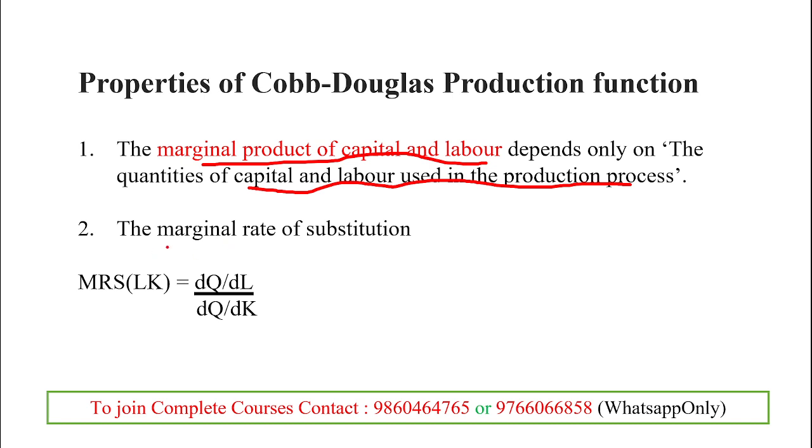And the next point is MRS, that is marginal rate of substitution: dq by dl whole divided by dq by dk. Here dq means the change in quantity and dl means the change in labor. So a change in labor causes a change in the output, and a change in capital also changes the quantity. So these are the two inputs that make changes to the output. It is the marginal rate of substitution.